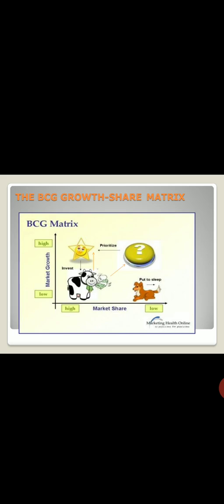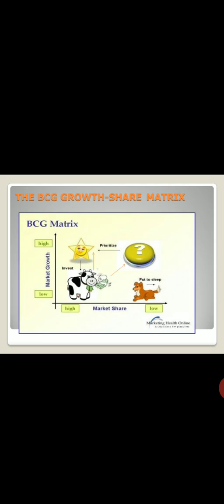So here is the model of BCG matrix. BCG matrix is also called the BCG growth share matrix. In this model, your x-axis talks about market share and your y-axis talks about market growth. And this model is divided into 4 categories: stars, question marks, cash cows and dogs.